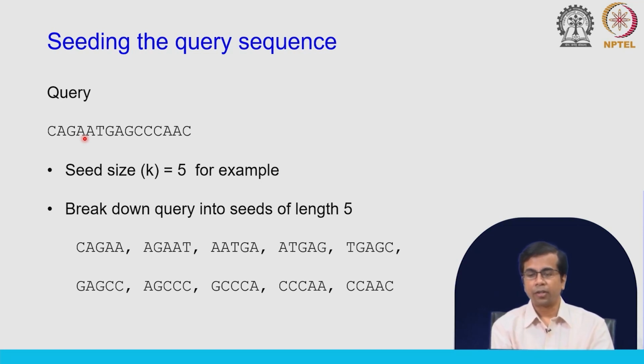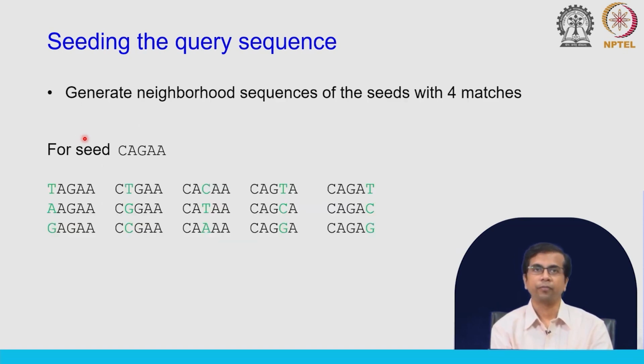For each seed, now we need to generate these neighborhood sequences. We take one seed, and what are these neighborhood sequences? Neighborhood sequences of the seeds with 4 matches. Again, we can specify whether we want 4 matches or 3 matches, depending on the sequencing error that we want to accommodate in our analysis. So, for seed CAGA, we look at the neighboring sequences with 4 matches, meaning 4 bases will be identical to the seed and only one base can vary. Here are all the neighbors of this seed.